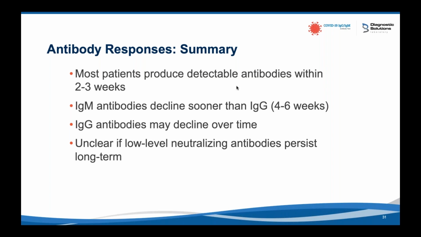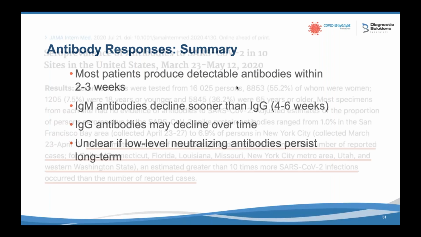IgM antibodies in general decline sooner than IgG antibodies, typically within 4 to 6 weeks. Again, there's variability. IgG antibodies may decline over time as well. Those are usually the longer term antibodies. So again, we don't have enough time yet under our belt to really look at that long term, but hopefully that gets clarified so that we better understand that in the short term. Unclear if low level neutralizing antibodies persist long term. So that's really the main thing that research is focused on, is trying to understand, does this long-term immunity persist, and how relevant is it?